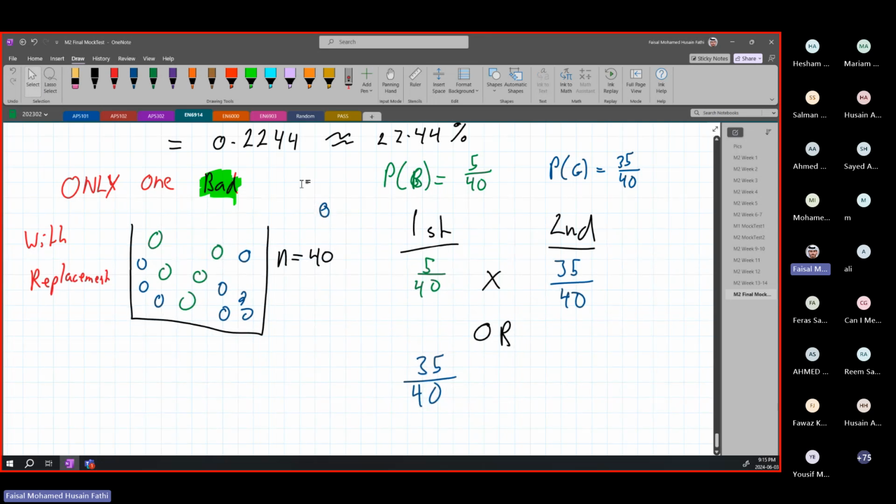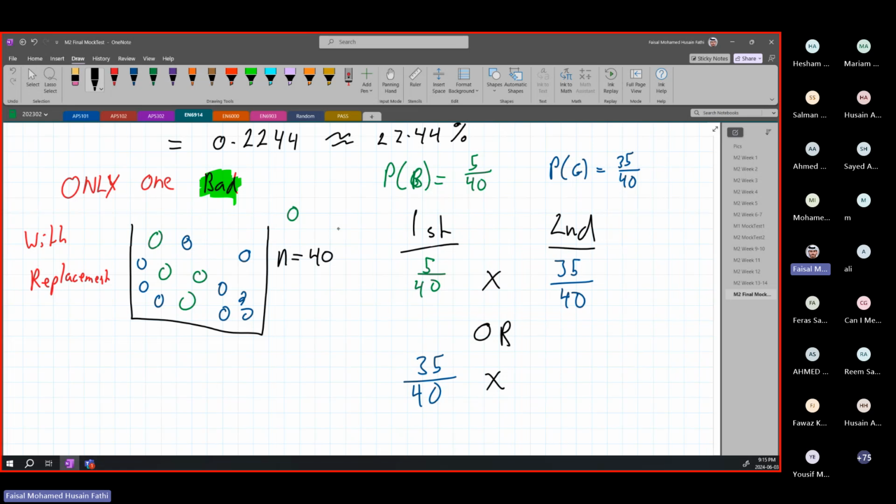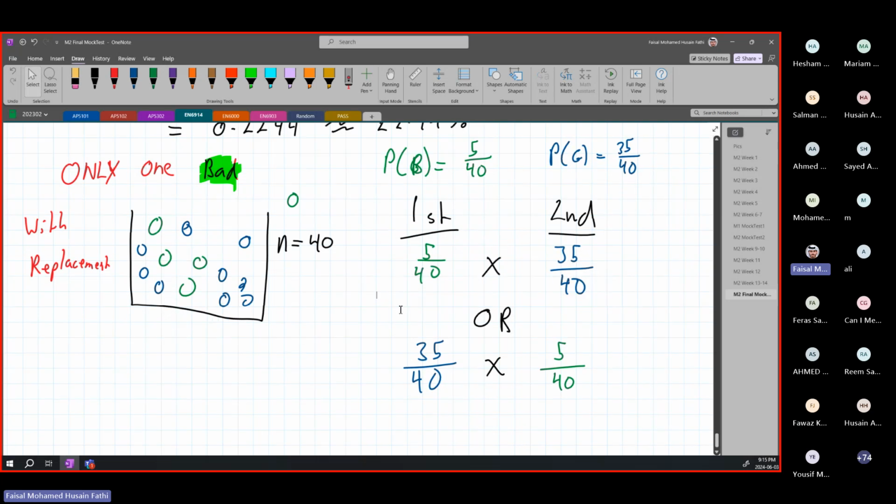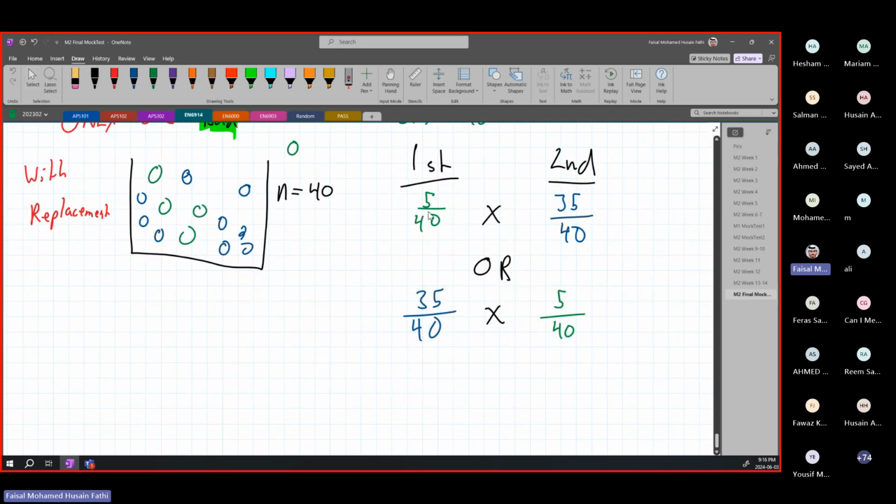The second one, again with replacement means putting it back in. Now the second one must be a bad component, which is a green component, so times 5 over 40. This is why we wrote both of these twice. So this is our second possibility, because we don't want exactly our first choice to be the defective one. It can either be the first choice or our second choice, as long as we have exactly one defective choice. That is why it is this times this plus this times this. This is for with replacement.